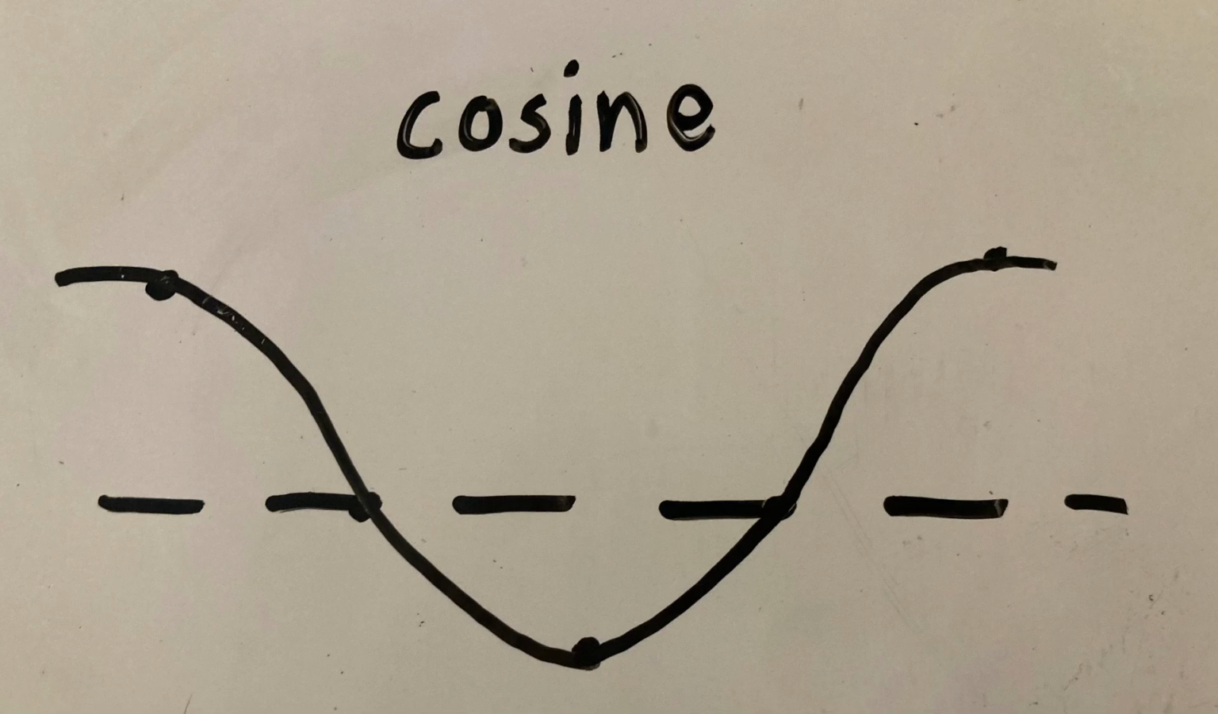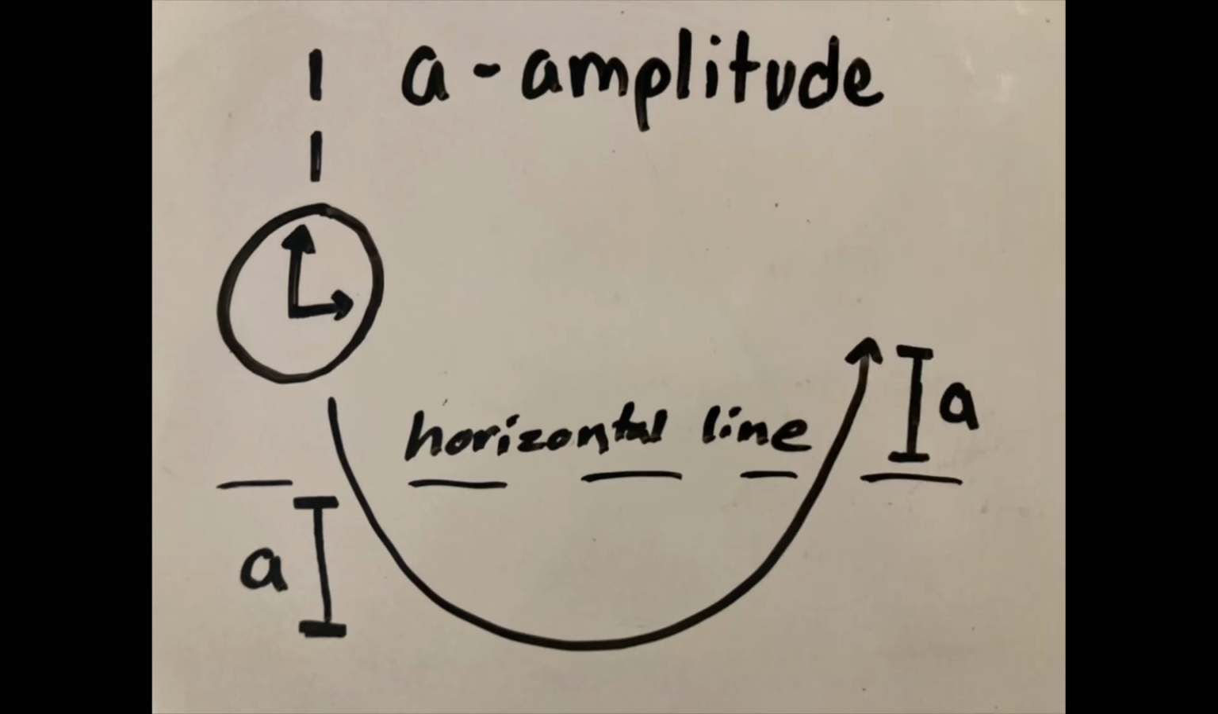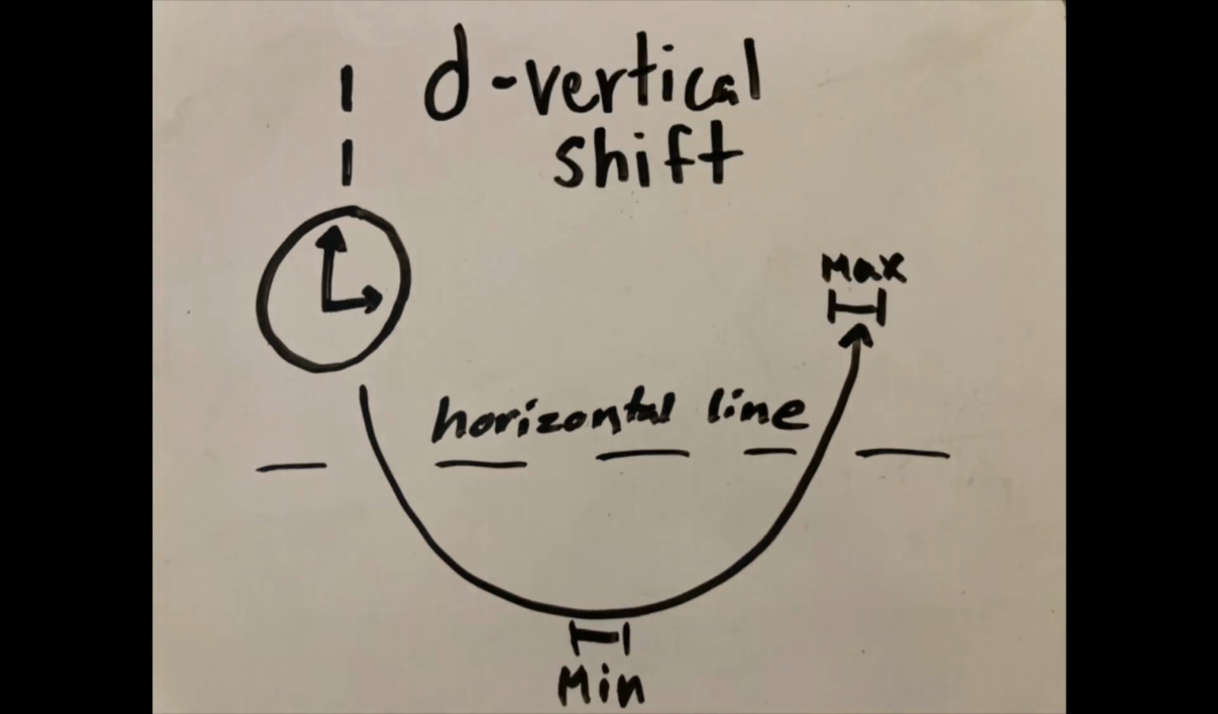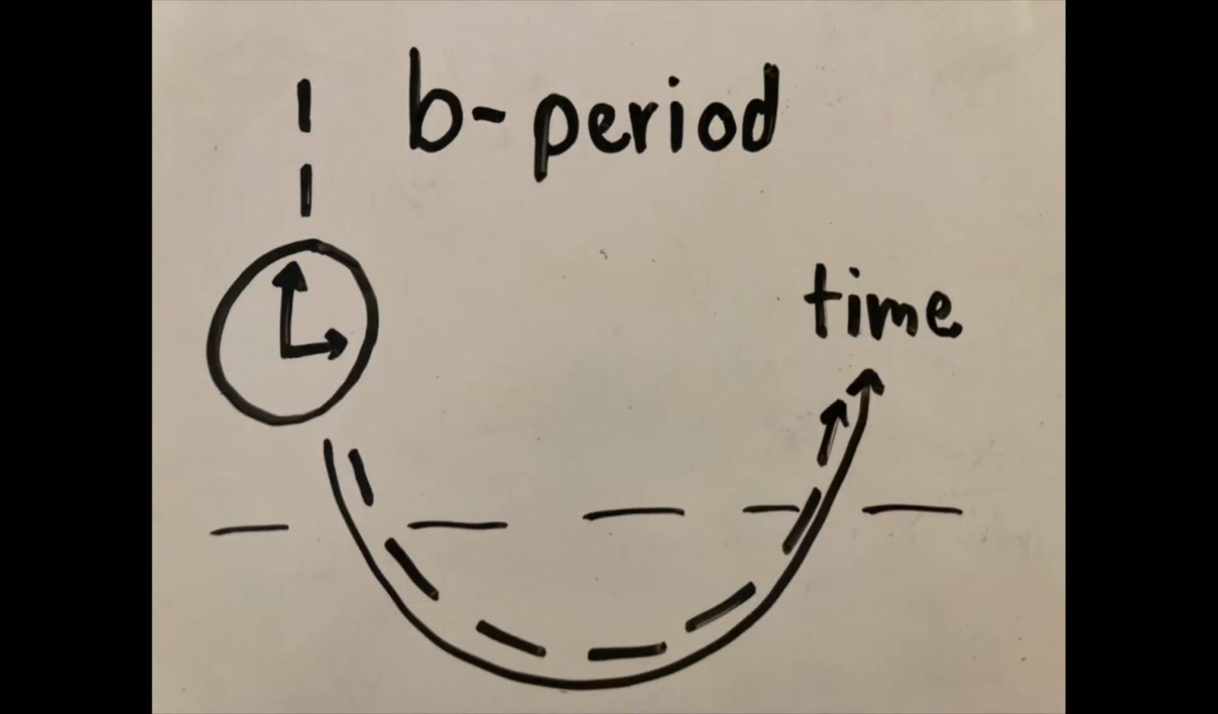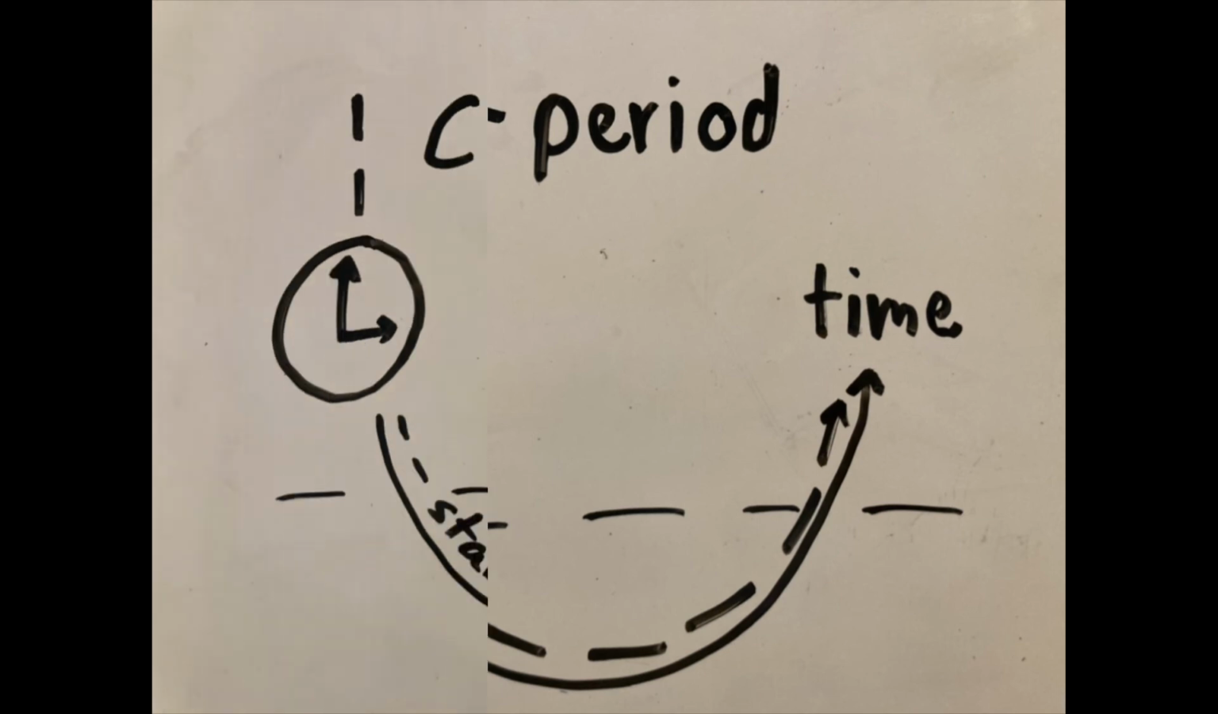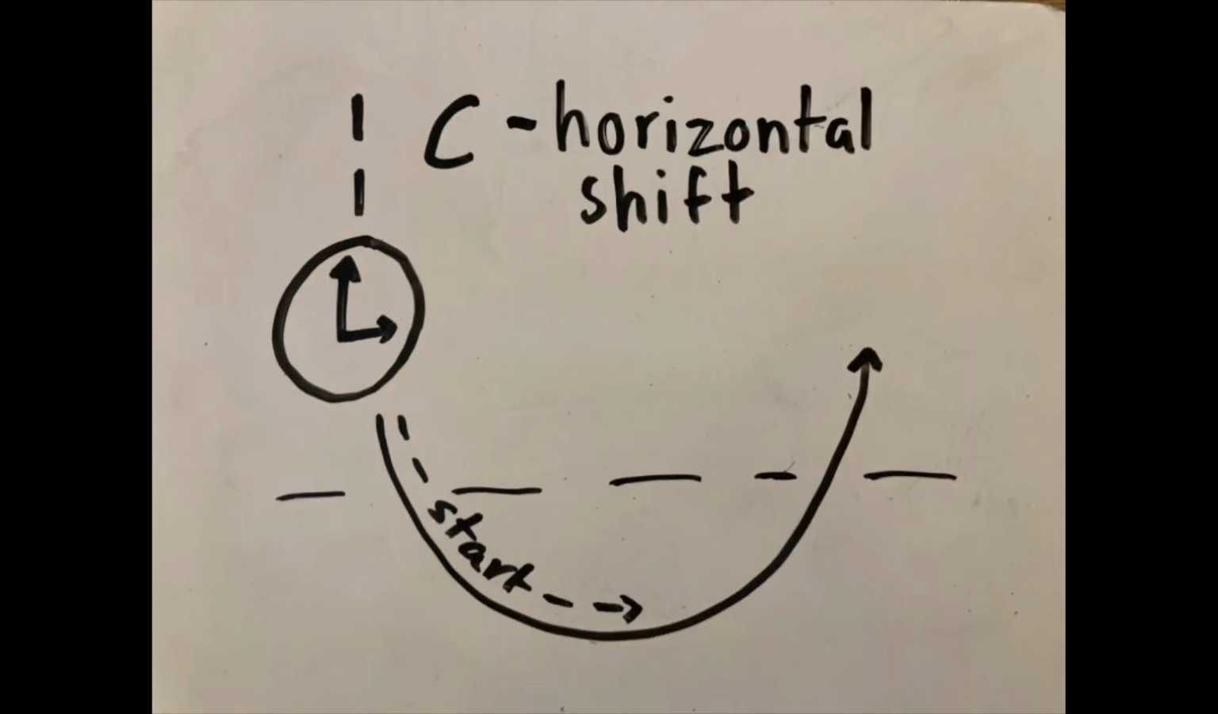Cosine works best for this example because you start on the max on one side, go down to the minimum, and reach the max on the other side. A. Amplitude determines how high and low the max and minimum of the watch's swinging are from the horizontal line. D. Vertical shift determines the Y value of the horizontal line in between the maximum and minimum of the watch's swinging. B. Period determines how long one cycle of watch swinging takes from one maximum to the other. C. Horizontal shift determines when the movement of the watch begins.